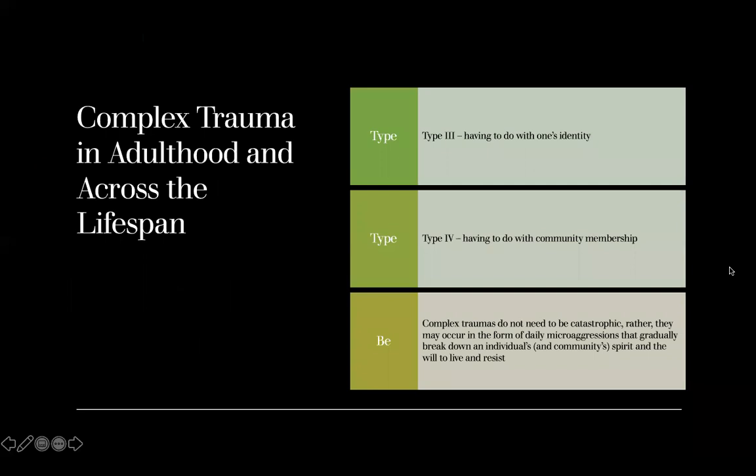And then some other types of trauma. So there's 4 types, so there's type 3. This has to do with a person's identity. Type 4 having to do with community membership. And then just understanding that complex trauma doesn't need to be catastrophic.